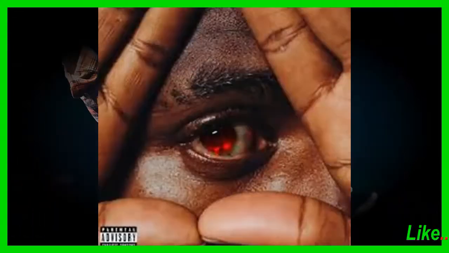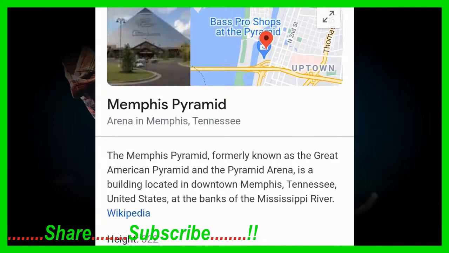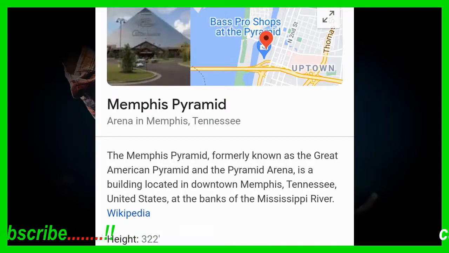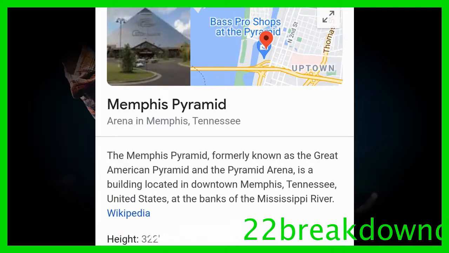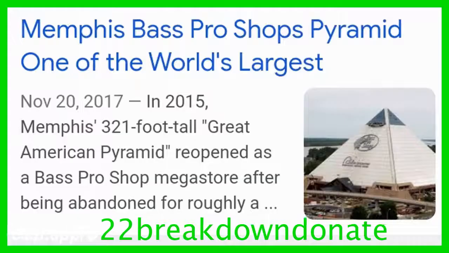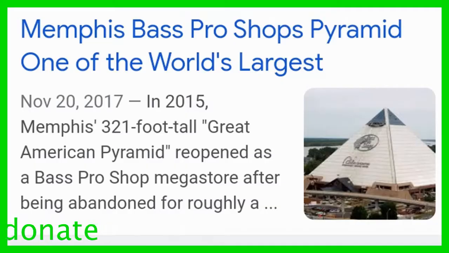Well, if you look a little deeper, you will see Young Dolph has his hands in the form of a pyramid. Memphis has a pyramid that I just told you about. Just so happens, the height of that pyramid is recorded as 322 feet, but at the same time, it's considered to be 321 and some, so they just rounded it off to 322. So I want you to pay attention to 322 and 321.